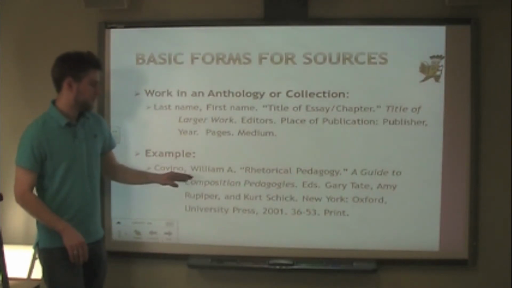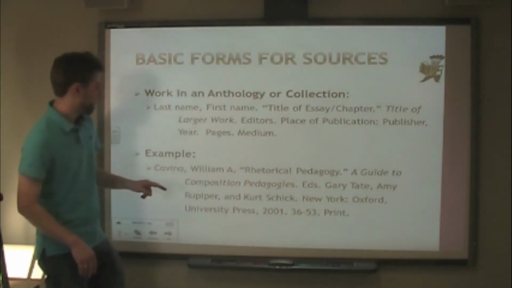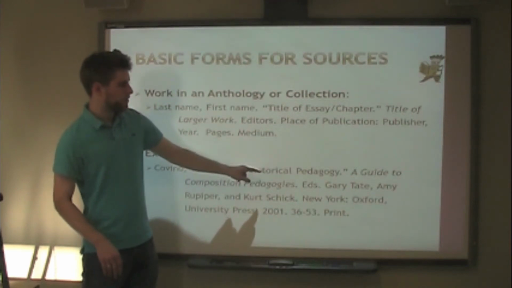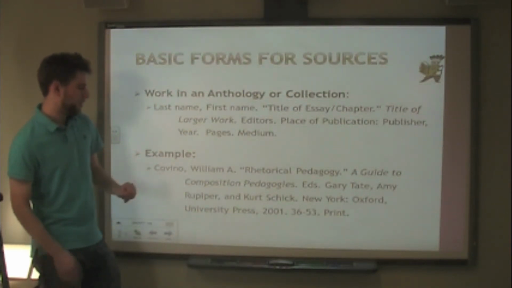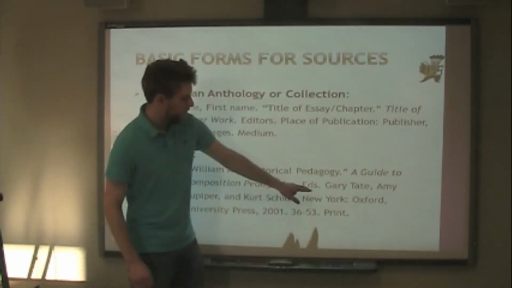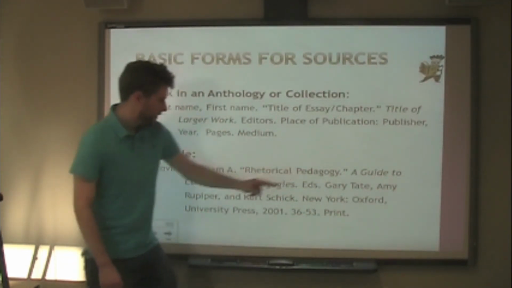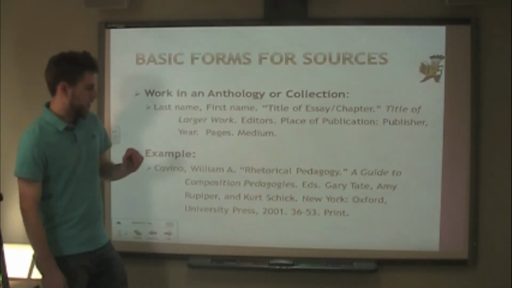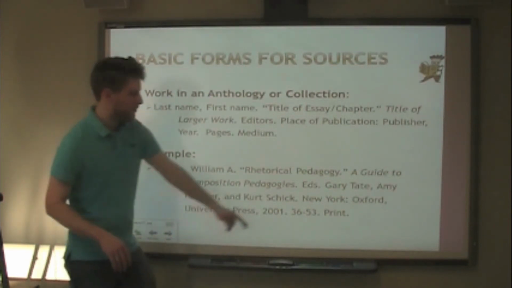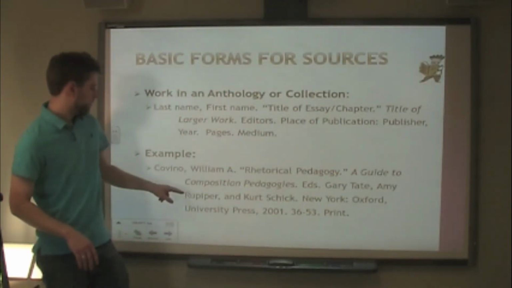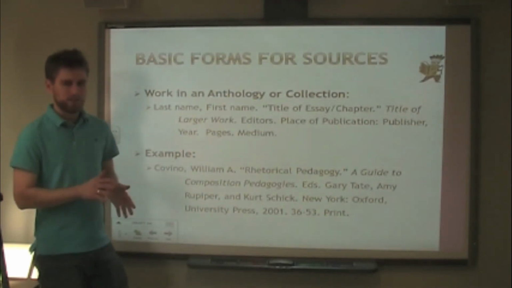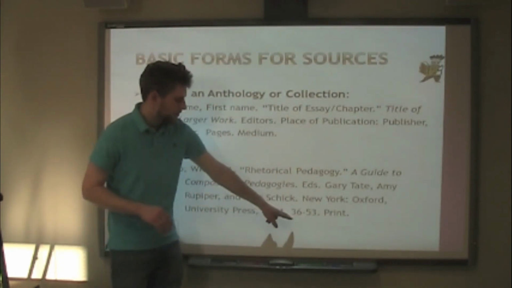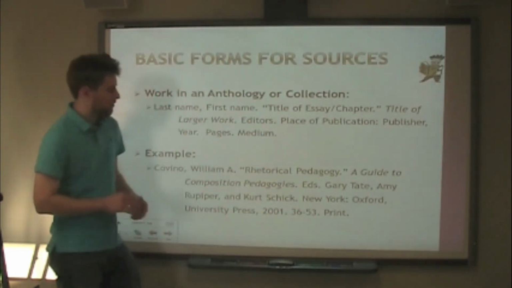So here we have, you're taking Rhetorical Pedagogy by William Covino. So you have Covino, William. Title of the essay or chapter. It was printed in A Guide to Composition Pedagogies. Your editors are, notice how you have eds. dot. And in this case, the editors' names are first name, last name, as it appears in the book. So in this case, Tate comes before Rupiper, comes before Schick, because that's the way it was printed. Then you have the publication information, the date. These are the pages that you're citing, and the medium.